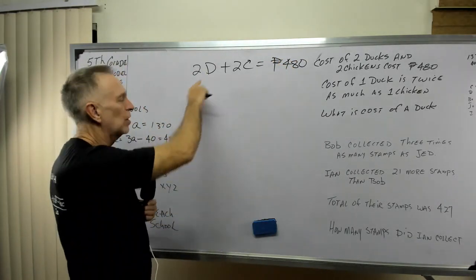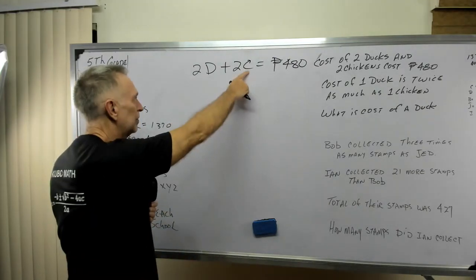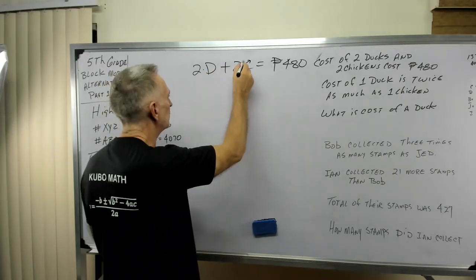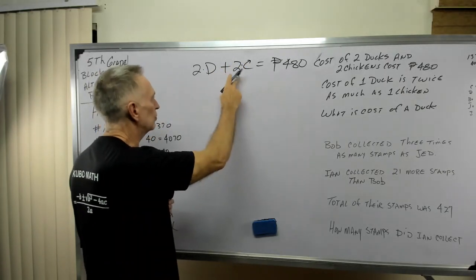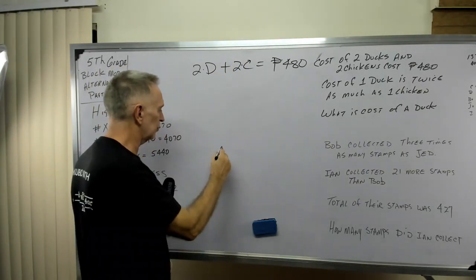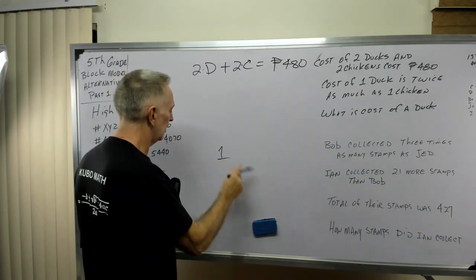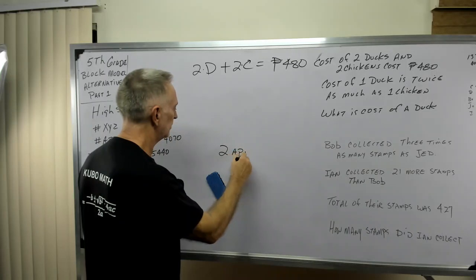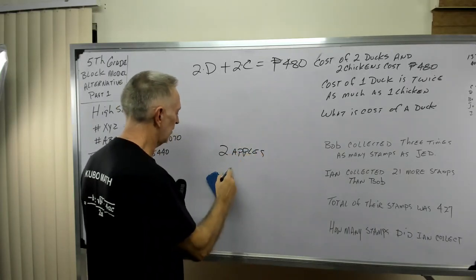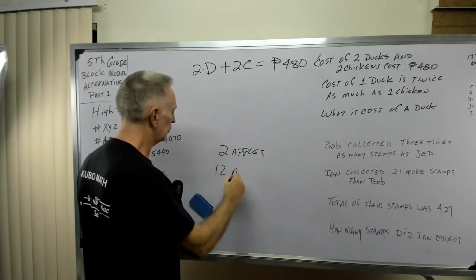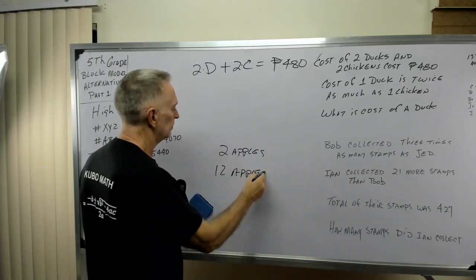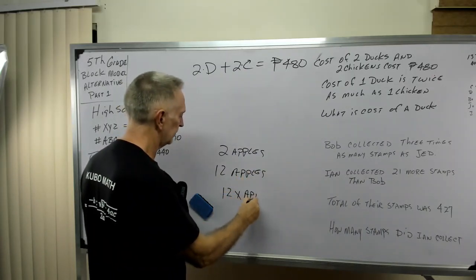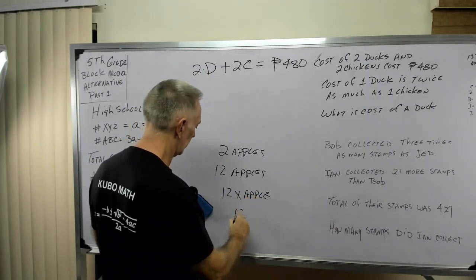D was what I'm calling a duck, and C is what I'm calling a chicken. 2 ducks, 2 times duck equal, matter of fact, when you're at the store and you see 2 apples, or a bag of apples, maybe it has 12 apples, you won't see 12 times apple. You'll just see 12 apples.